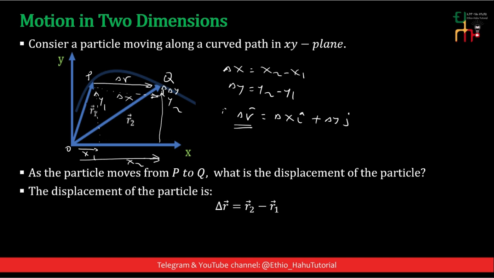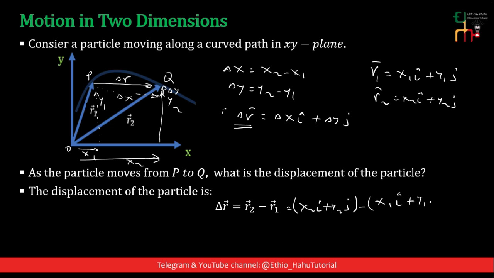The displacement of the particle is given by delta R is equal to R2 minus R1, where R2 is X2 I plus Y2 J, and R1 is X1 I plus Y1 J. R1 is equal to X1 I plus Y1 J. R2 is X2 I plus Y2 J. If we substitute for R2, X2 I plus Y2 J, minus R1, which is X1 I plus Y1 J.